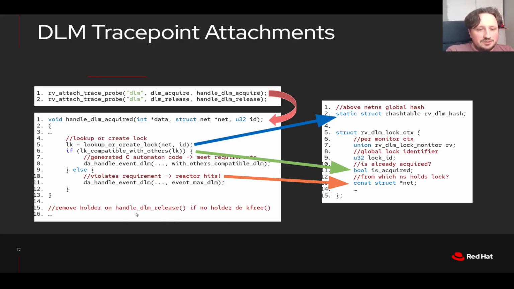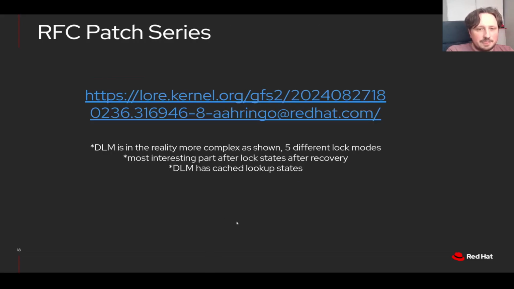So here also on the release, when somebody calls release, we can remove the lock holder information out of the hash table. So there exists an RFC patch series here, and as I said, DLM is in reality more complex. There exist 5 different lock modes. It's not just exclusive locks, it's also readers and writers. You need to check with multiple lock holders in a possible way.